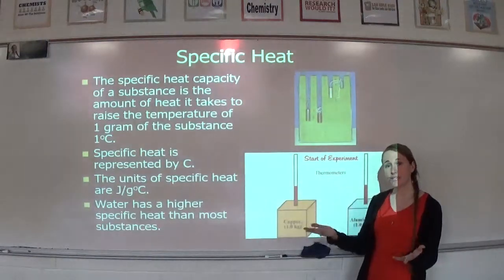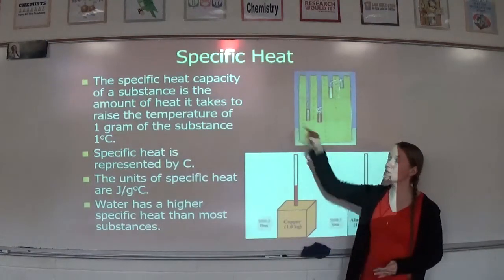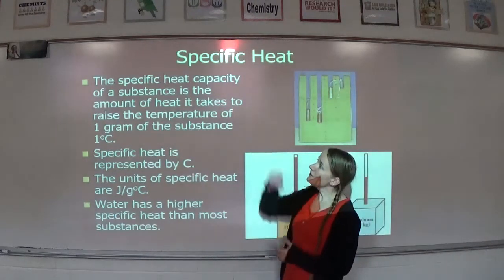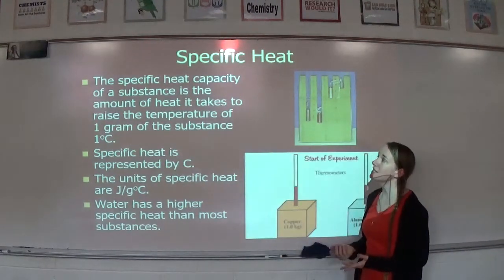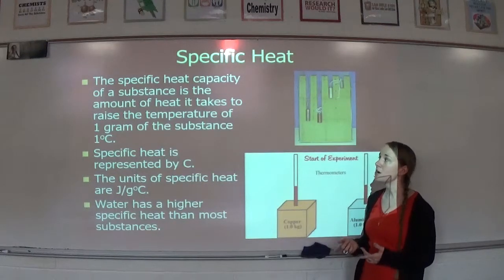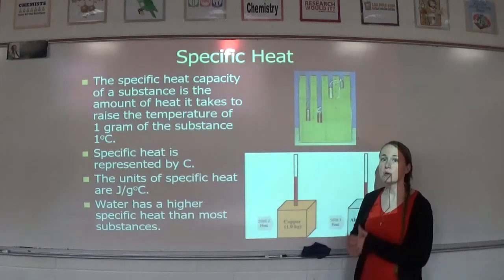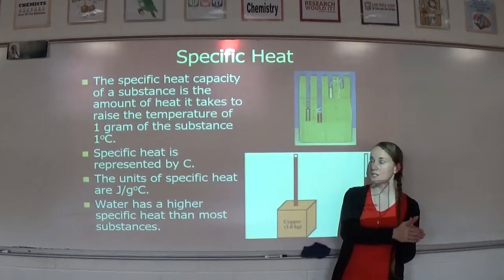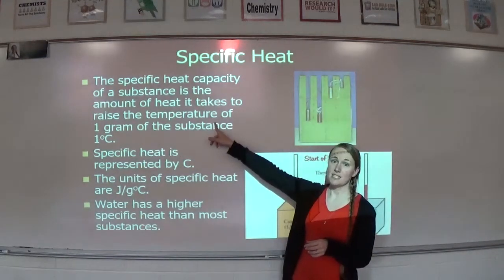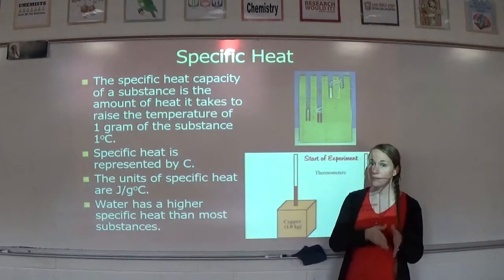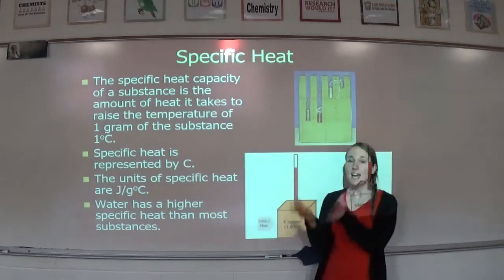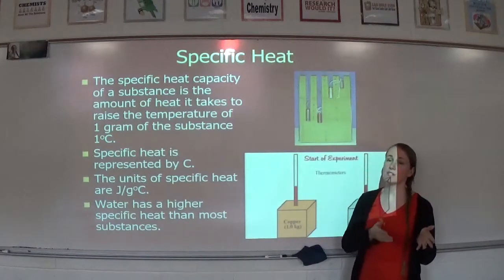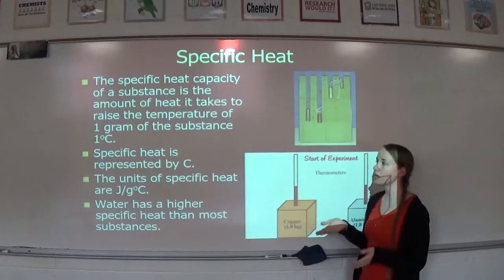Now, specific heat capacity is the other one that's very similar. A lot of times you'll just hear it referred to as specific heat. People drop capacity. So the specific heat capacity of a substance is the amount of heat it takes to raise the temperature of 1 gram of the substance 1 degree Celsius. So here's the difference. Heat capacity, we're raising something by 1 degree Celsius. Specific heat capacity, we're raising 1 gram of something 1 degree Celsius. Calorie, we're raising 1 gram of water 1 degree Celsius. So they're very similar, but there are those differences.